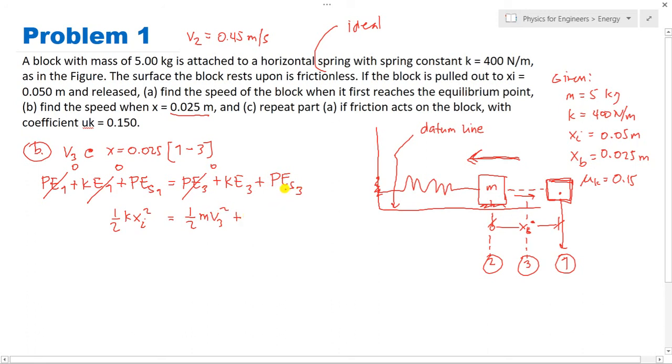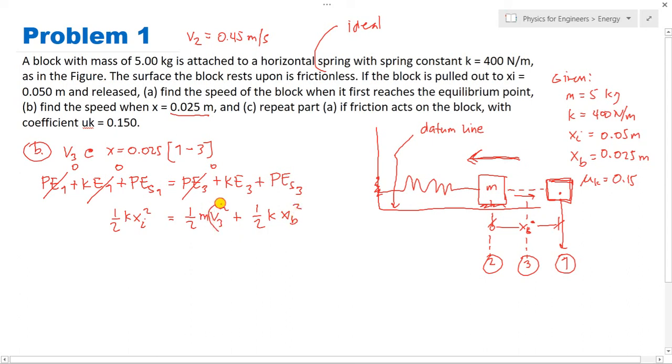How about the spring potential energy at point 3? Since our block has not yet reached the equilibrium point of the spring, it still possesses some spring potential energy. So we have 1/2 k, and the displacement of point 3 with respect to our equilibrium is equal to x_b, which is 0.025, squared.